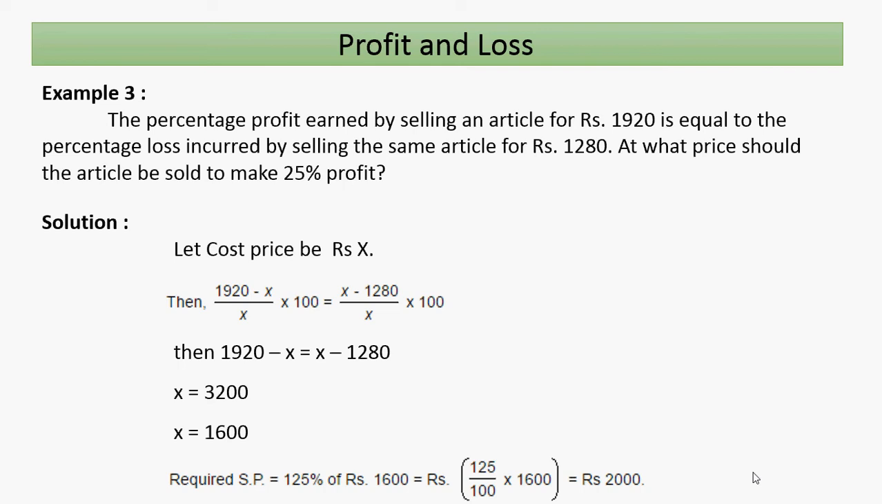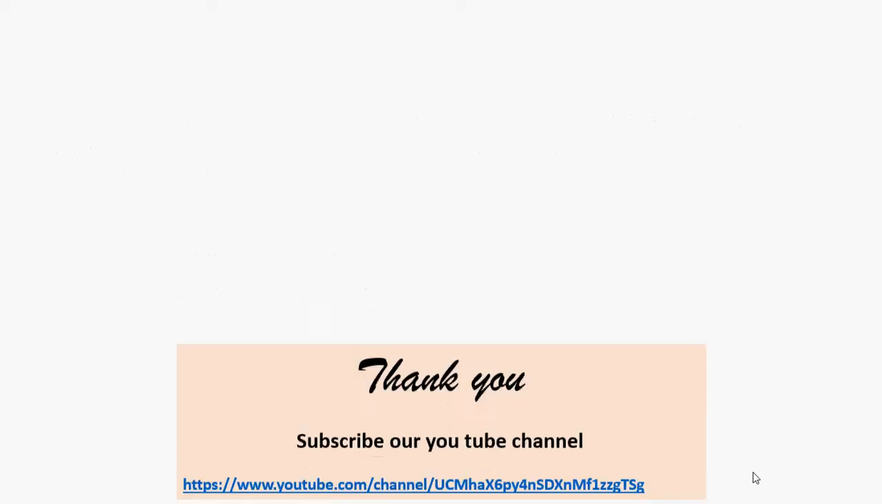So the required selling price, for 25% profit, is 125% of 1600. The actual selling price is 125 divided by 100 into 1600, and what we are getting over here is 2000 rupees.